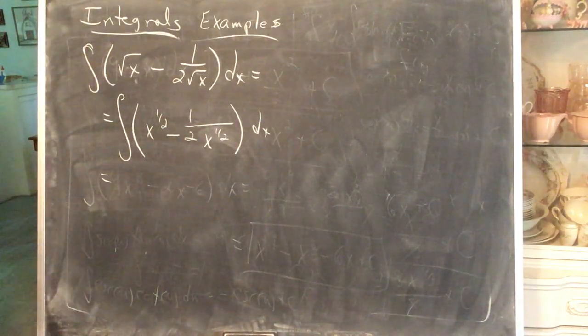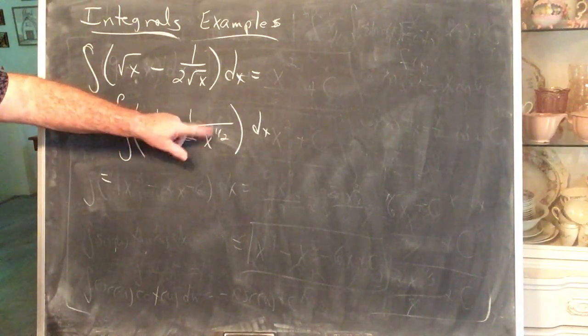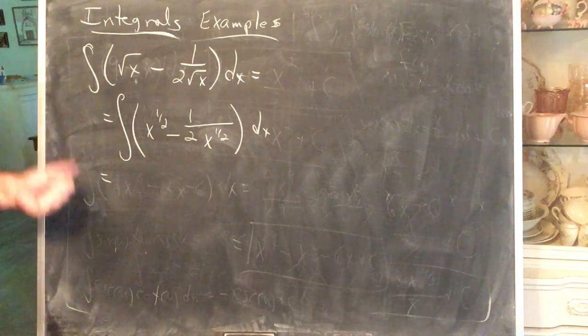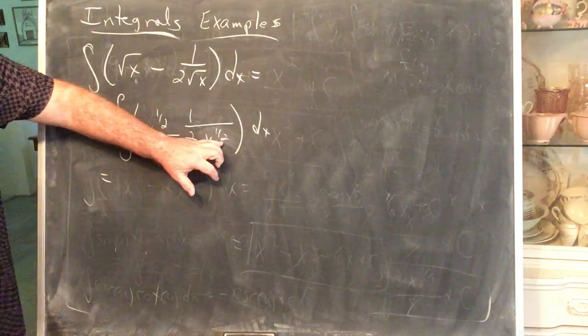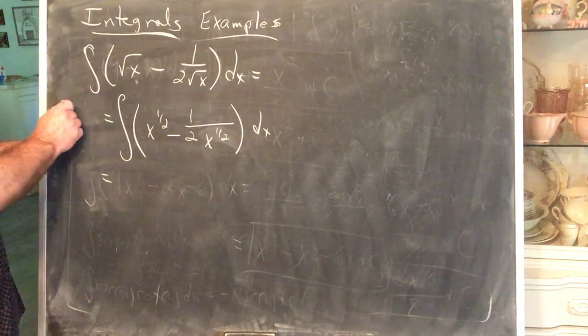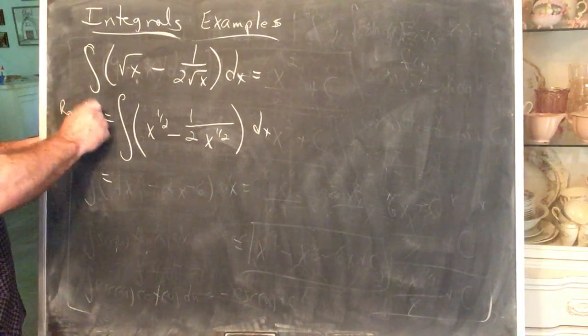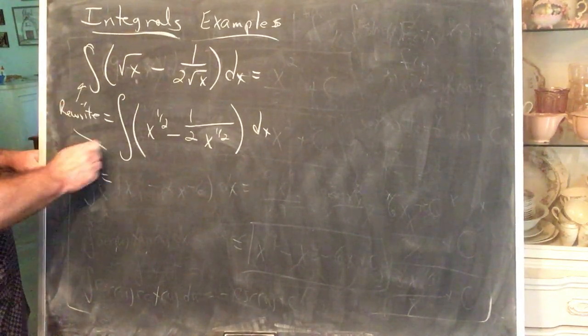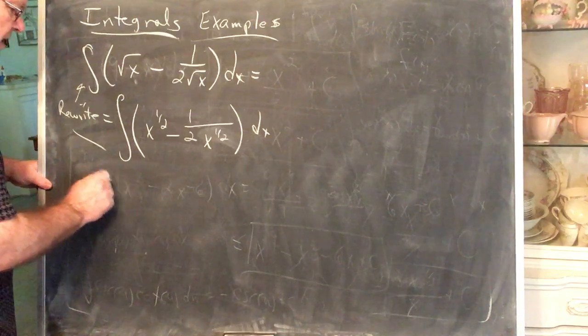All right? Again, derivatives and hence antiderivatives don't play well with variables, with exponents in the denominator. So again, I'm going to rewrite. This is rewrite. So rewrite this, rewrite here, rewrite this, all God's children get rewritten.